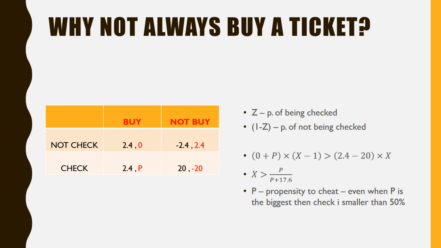Why not always buy a ticket? Because we know that this actually happens. Those incentives come from the fact that there is a probability of not being checked and saving money. So I've calculated what the probability of being checked has to be in order for the passenger to always get a ticket, and I have found that it has to be bigger than P divided by (P plus 17.6). As it depends on P, even when P is biggest, which gives the highest incentive to cheat, the rate of tickets being checked is less than 50%.